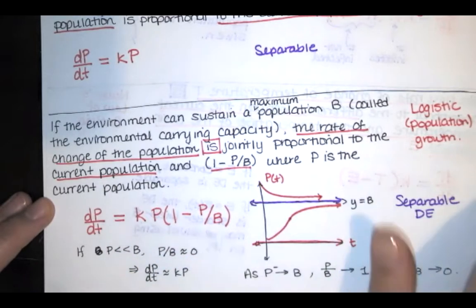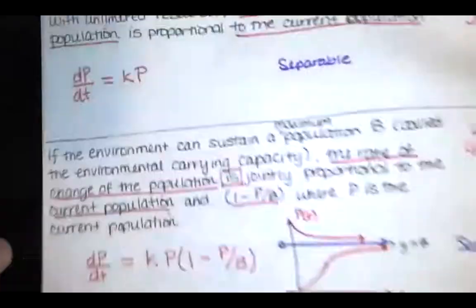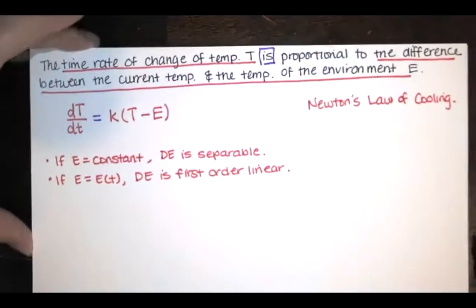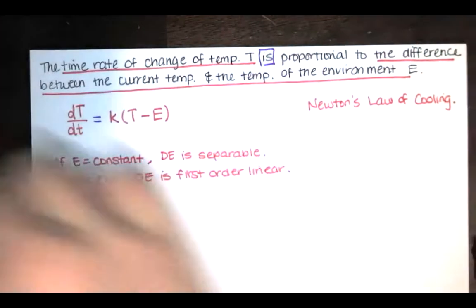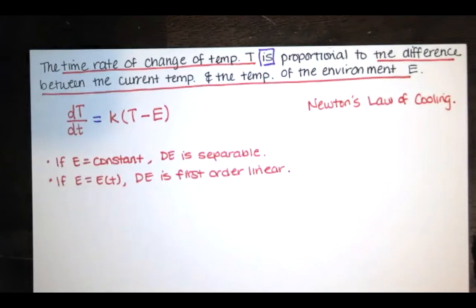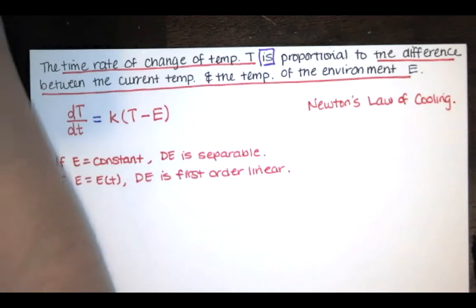Okay, so we had looked at 7 different examples of applications and translations of some sentence into a differential equation. I want to show you a few more examples, and then I think I'll end this video, and then in the next video, we'll actually work an example problem of an application.